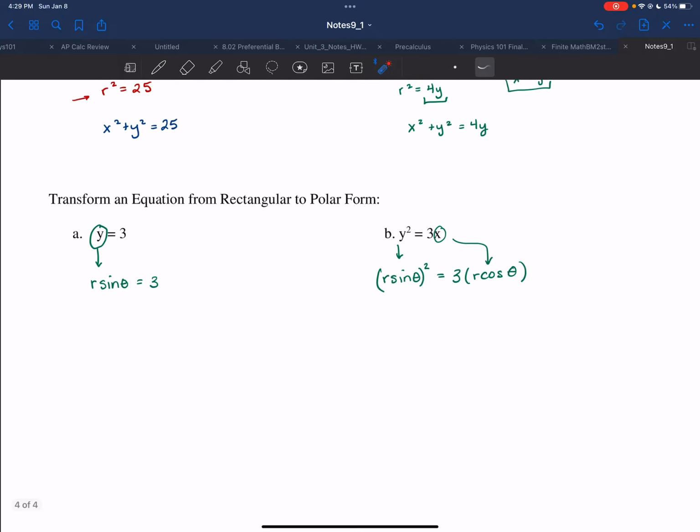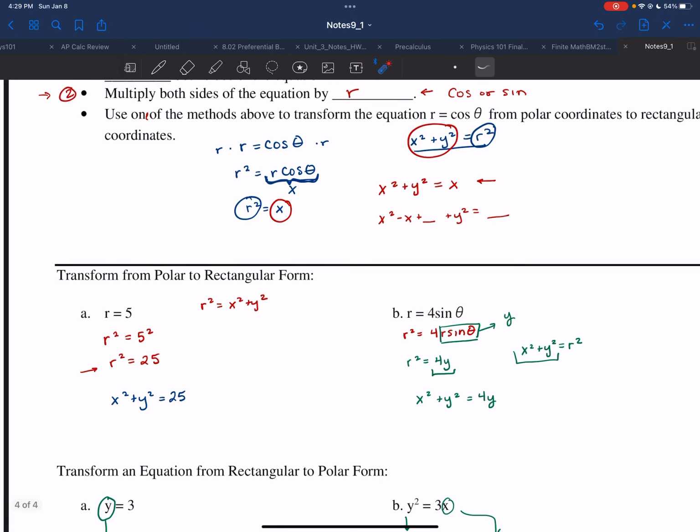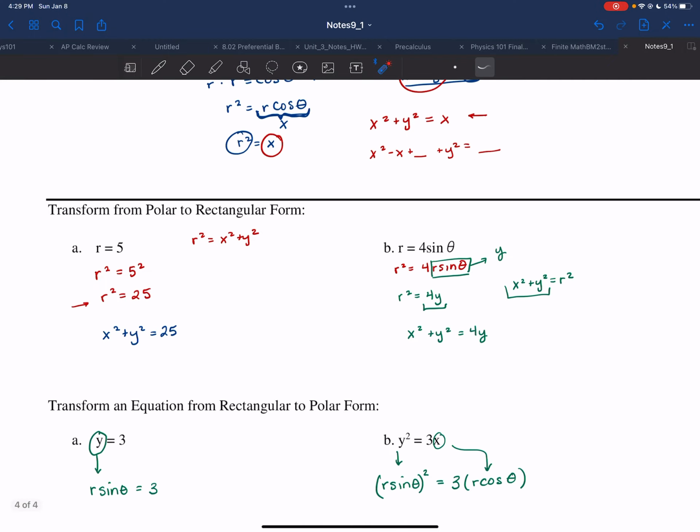Okay, so that's it for 9.1. We will get into 9.2 with graphing. If you want to brush up on completing the square, that would be helpful.